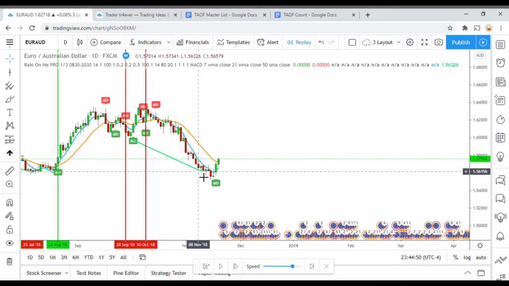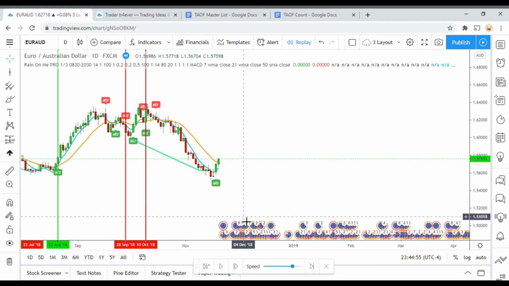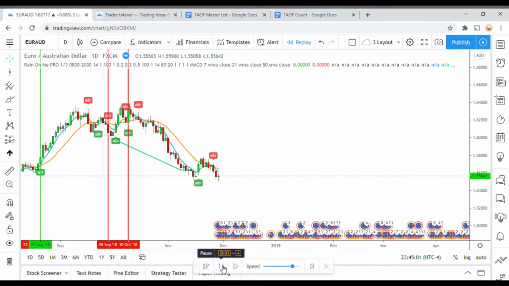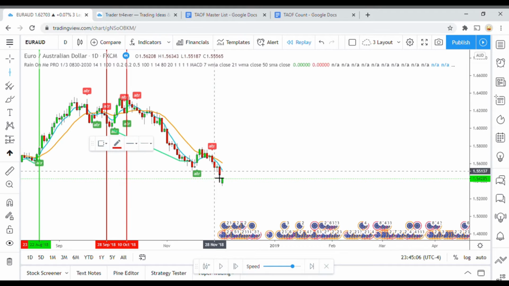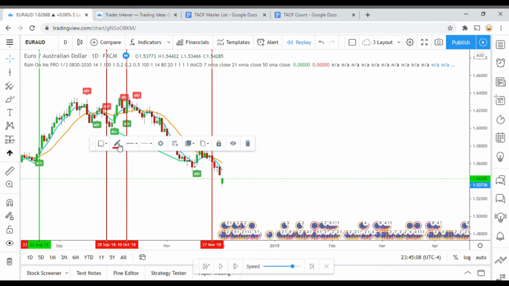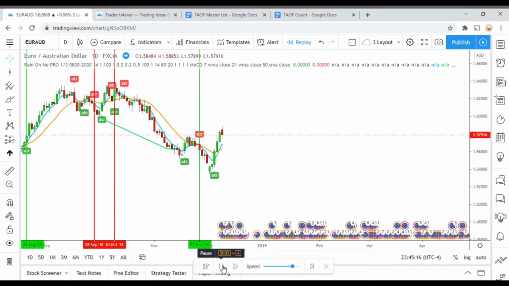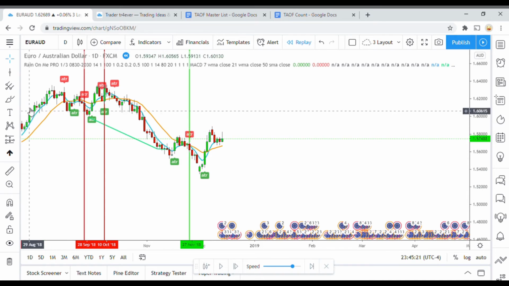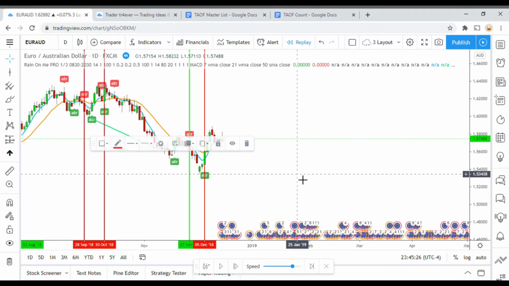So these lines right here, these are divergent lines that are forming. This indicator attempts to read divergence. There we got a signal right there. That one would have been another loss as well.